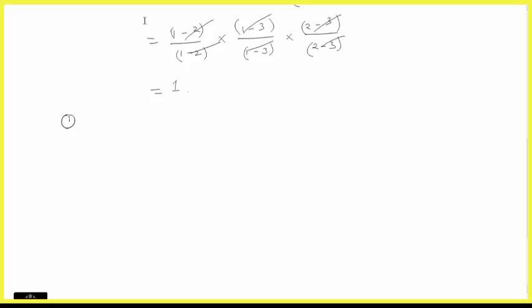Remark number 1: the identity permutation is always an even permutation.